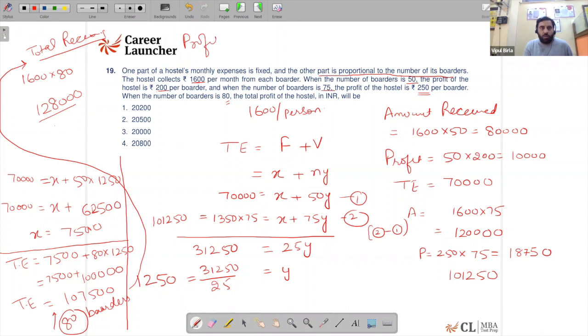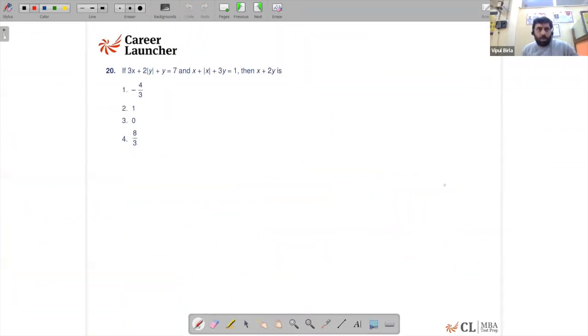So the profit to the hostel will be 1,28,000 minus 1,07,500, which comes out to be 20,500, which is the answer to this question, right? So this is how we'll be able to solve this. Look at question number 28.